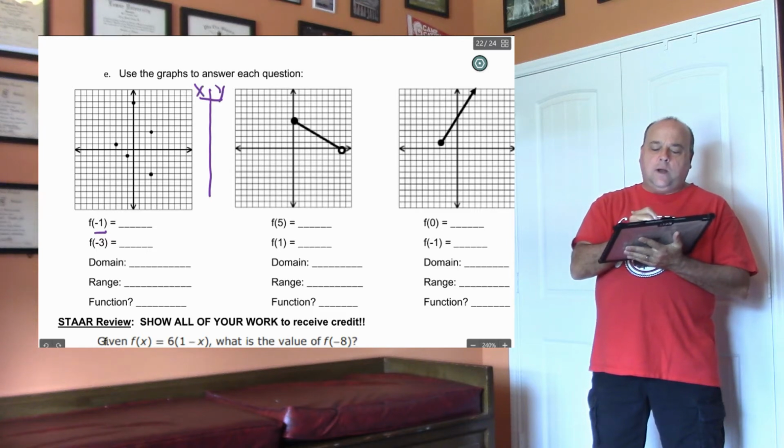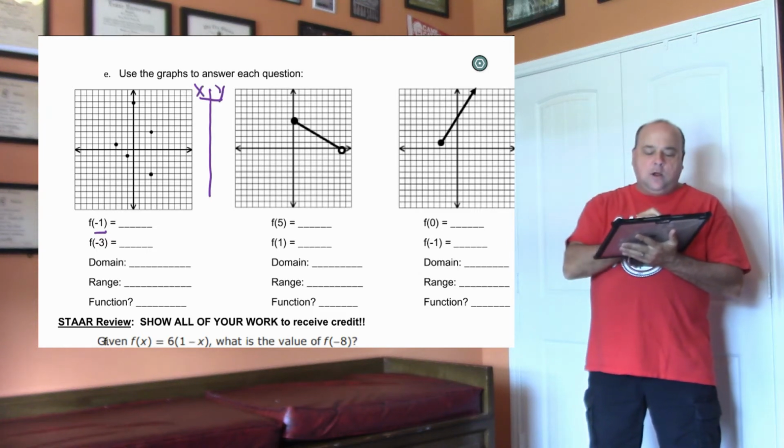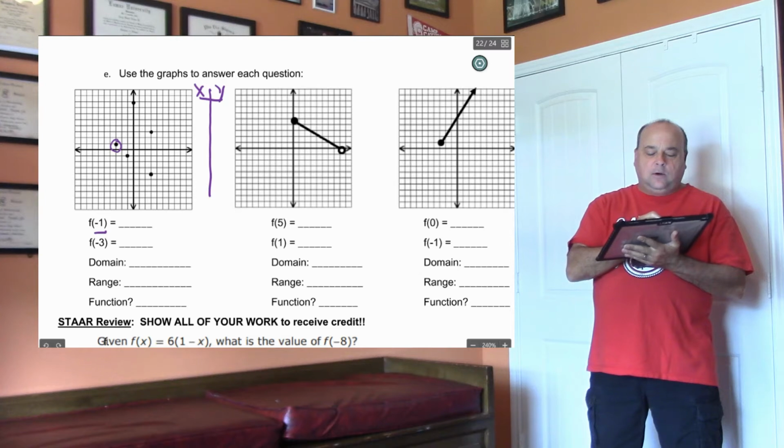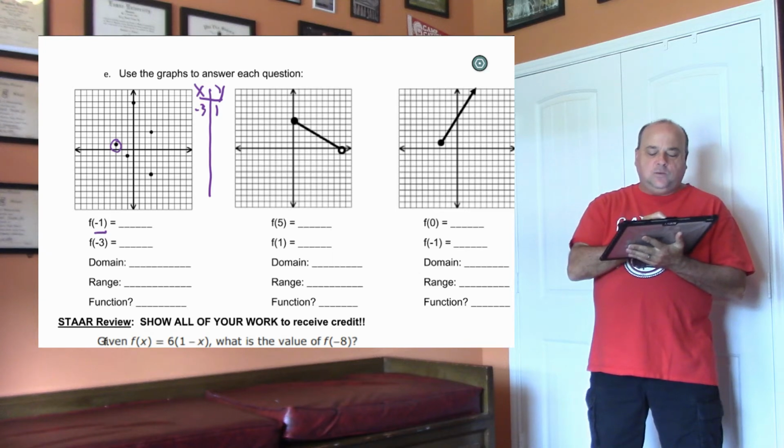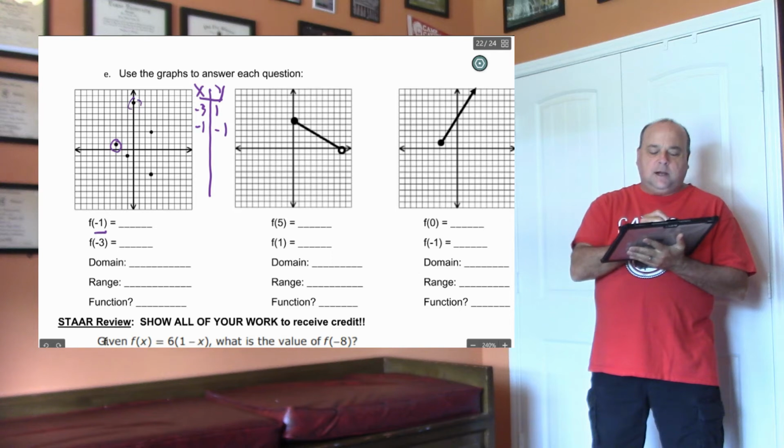Put your x and your y. Let's start from left to right. Our first stop to the left is right here, and that ordered pair would be negative 3, 1. The next ordered pair is this one. It would be negative 1, negative 1. The next ordered pair is right here.